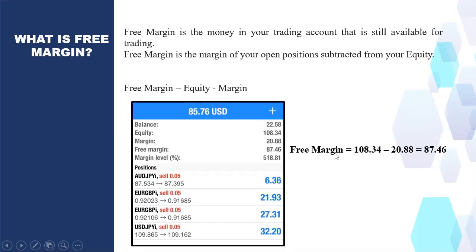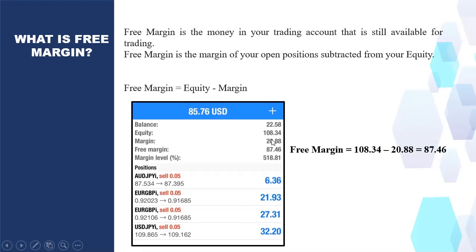So in this screenshot, the equity is 108.34, minus 20.88, which is your margin. What you will get is a free margin, which is this. So when you subtract margin from equity, you will get free margin. Remember that this margin is the money that has been taken by the broker. This is the money your broker took from you for you to be able to open all these 4 positions. So this money cannot be lost. It will be returned to you when you close all the trades. So out of the $22.58 that this person has in his balance, he has used 20.88 of it to enter these 4 positions. Do you understand?